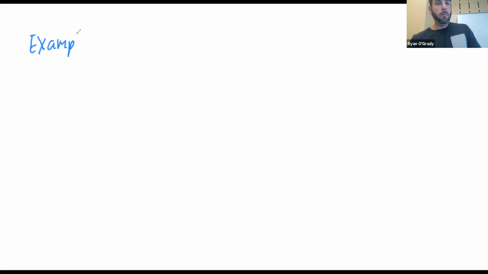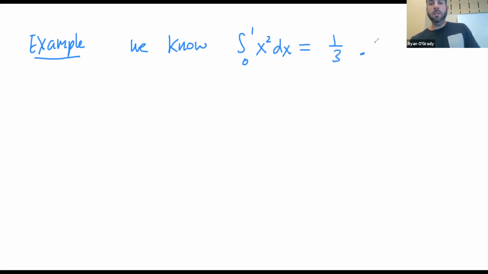So we know that, say, the integral from 0 to 1 of x squared dx is 1/3. We've seen this a gazillion times. It's a very simple integral to compute. And by the way, for full disclosure, this is approximately 0.33333. Obviously, that goes on forever.